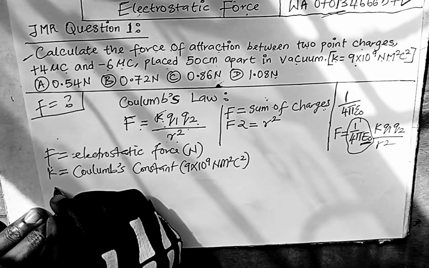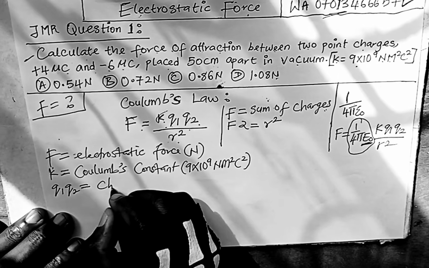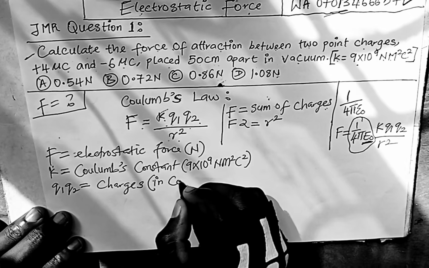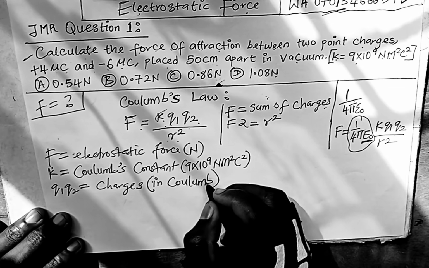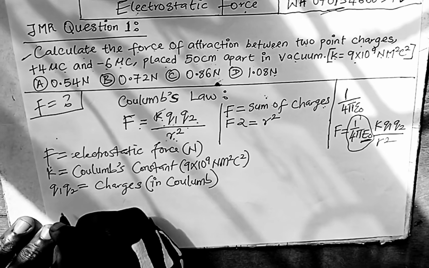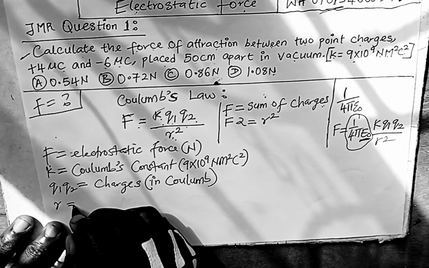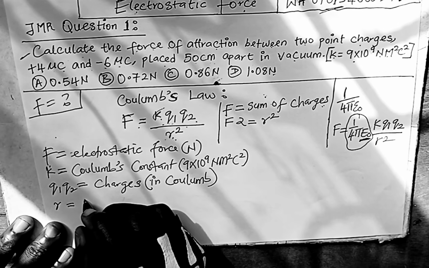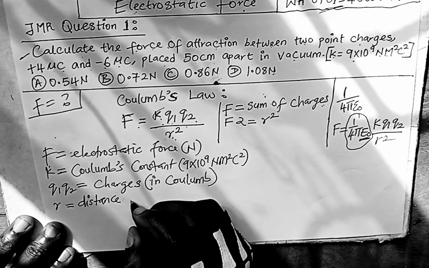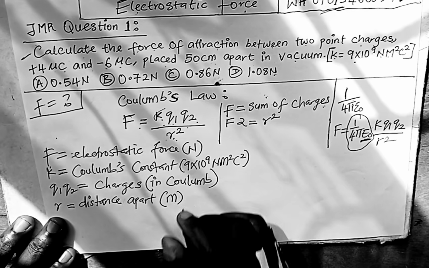Q1 and Q2 are the point charges, usually in coulomb. Then we get R square. R is the distance apart between the charges, and it should be in meters.